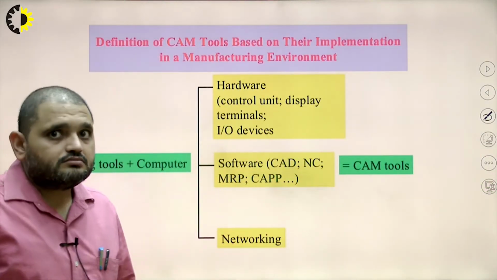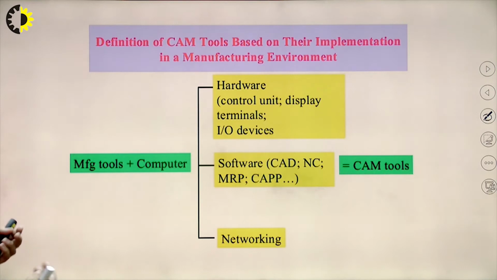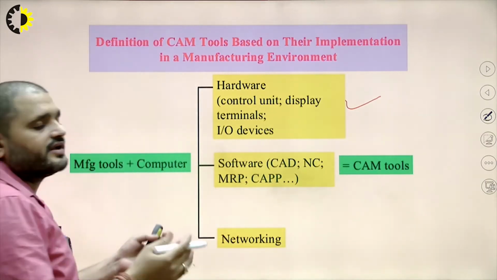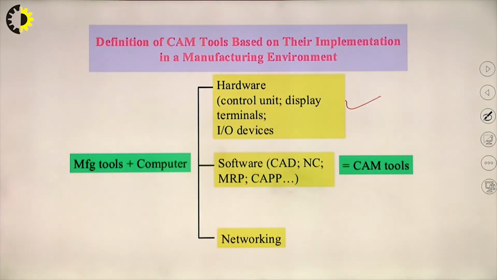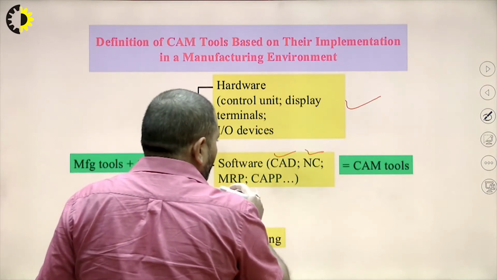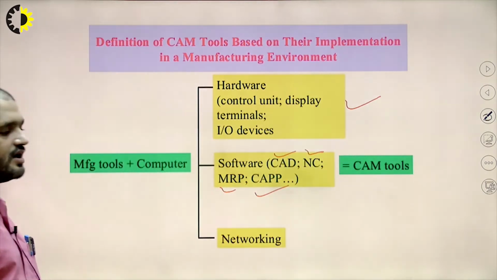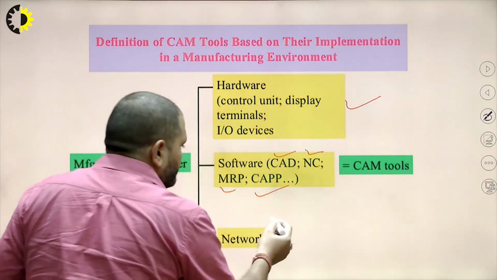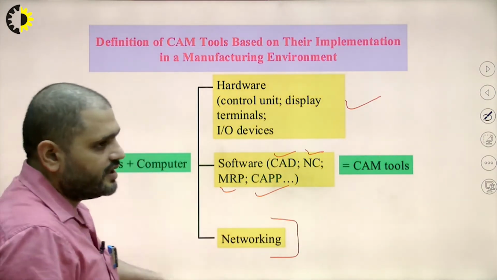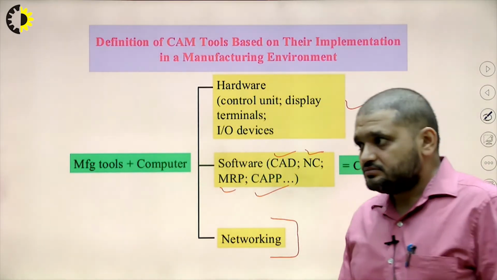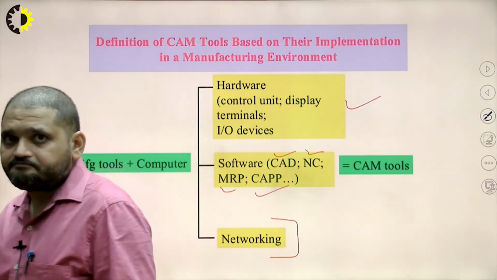Now when we talk about the parts which will be used individually, we want a hardware unit, that is a control unit, display, terminals, input devices. Then we require software like CAD, NC program, MRP, CAP, which we call CAM tools, and then networking for connectivity, so that information can be transferred from one system to another, from one step to another. Okay.